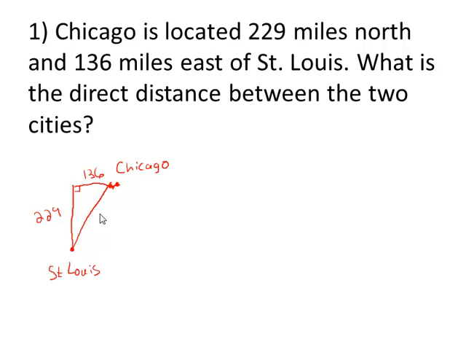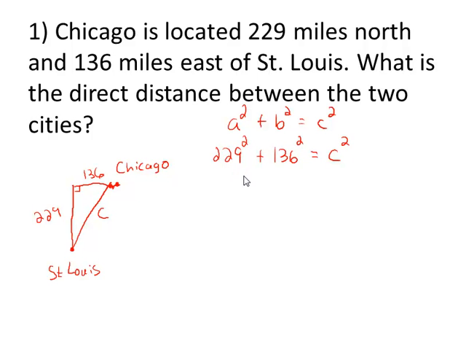We know that north and east forms a right triangle. So we have a right triangle where we know the two legs, but we're missing the hypotenuse. So we'll use the Pythagorean theorem, a squared plus b squared equals c squared. We'll let a be 229. We'll let b be 136, although it doesn't matter which is which.